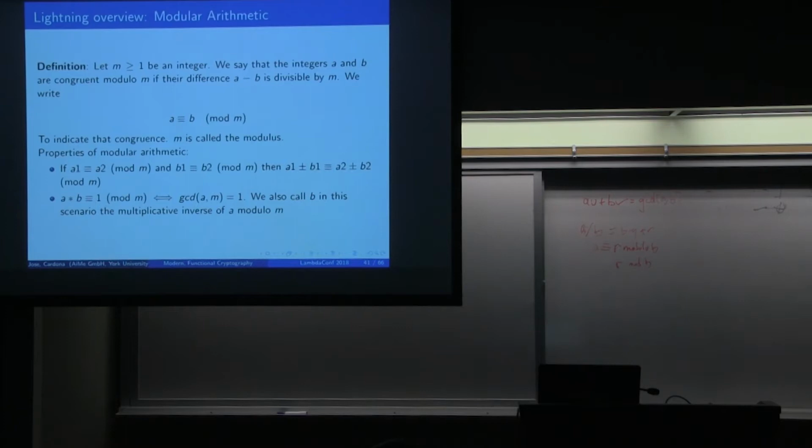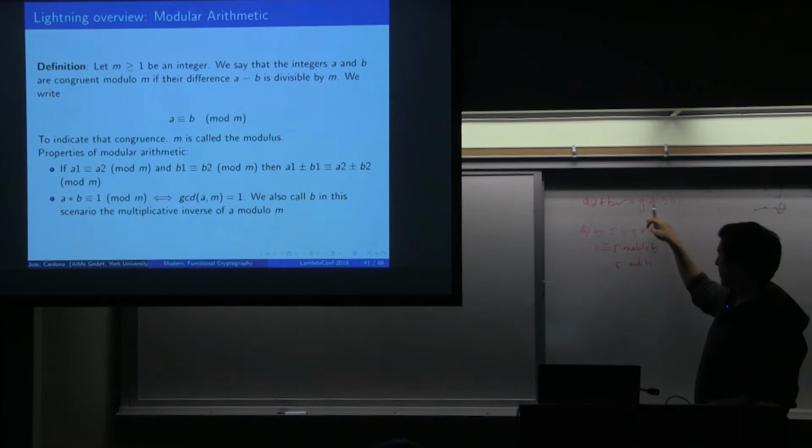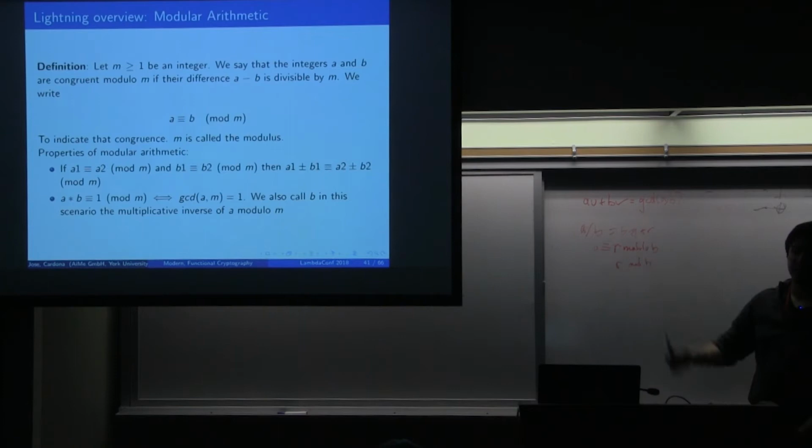But again, A divided by B, same thing. You can just rewrite it. Now, the reason why you rewrite it is, I guess, you just get rid of this Q. You don't really care about it in this case. But that's essentially the basics of modular arithmetic.